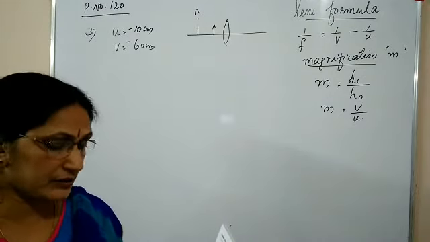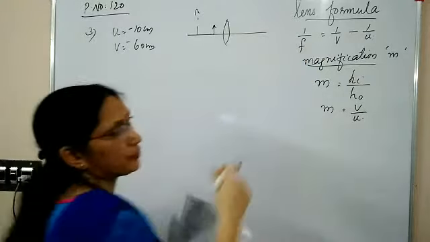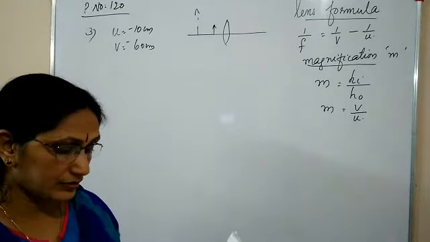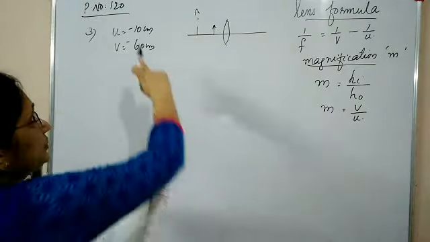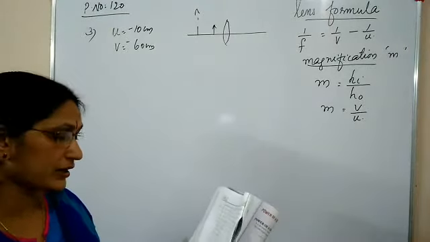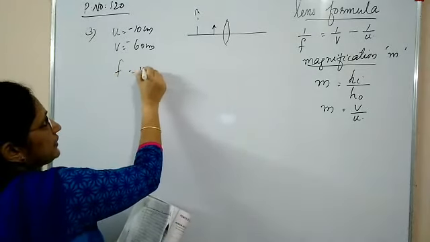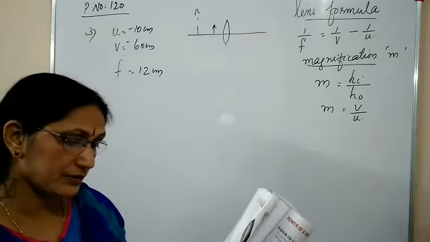Now you can find out the focal length of the lens. U and v are given. Use the formula. Remember the correct sign is to be given. I am skipping the calculation. Since u and v are available, use the first formula, lens formula, and get the value of f. f will come as 12 centimeter. Okay, you do the calculation by yourself.